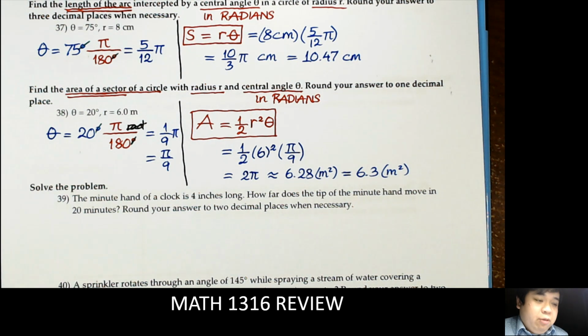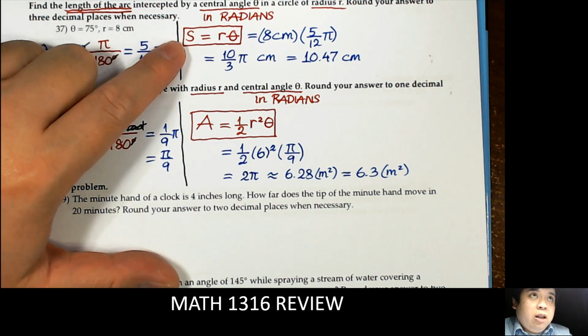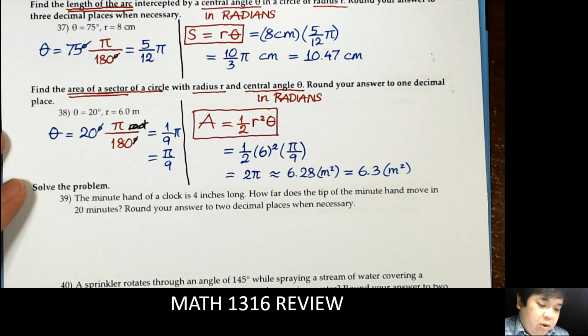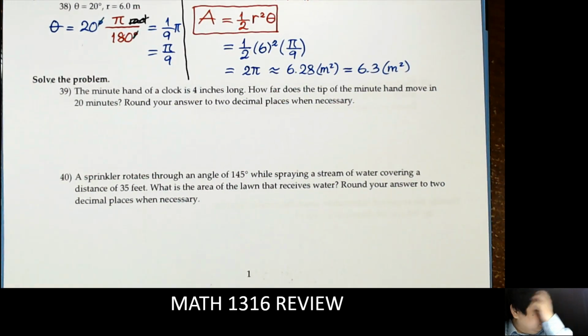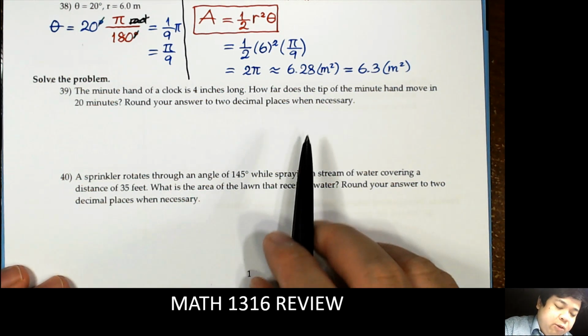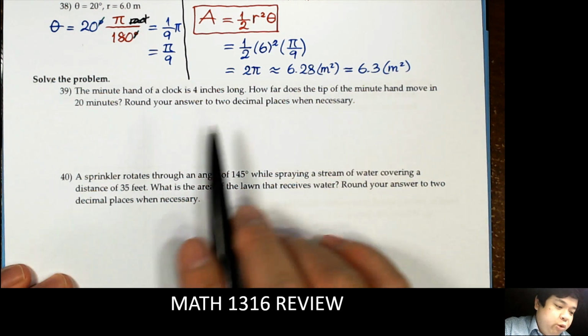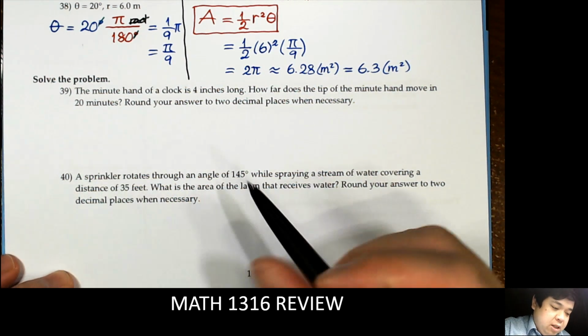Next two, we have the application of the arc length and the area of a sector. So first, the minute hand of the clock is 4 inches long. How far does the tip of the minute hand move in 20 minutes?